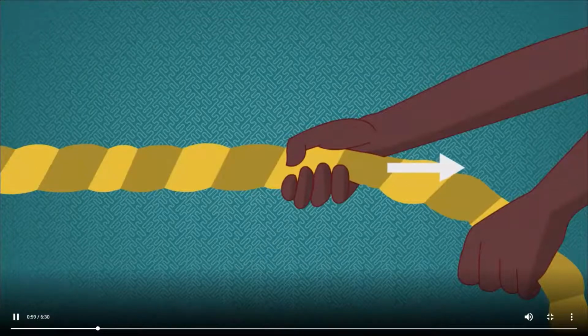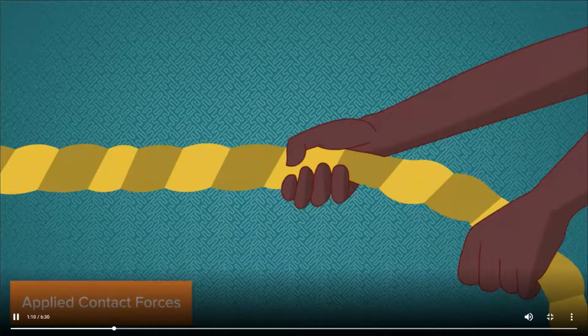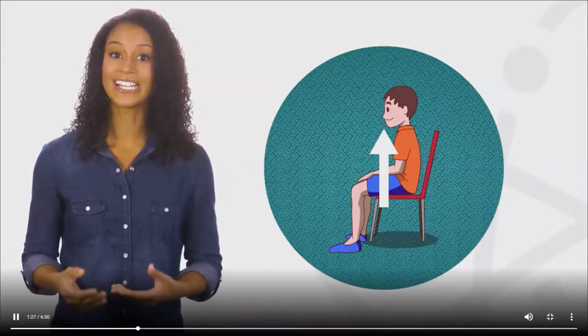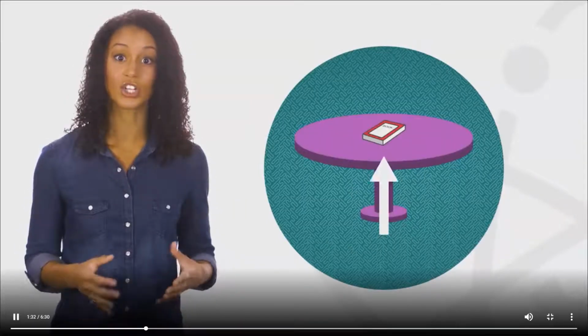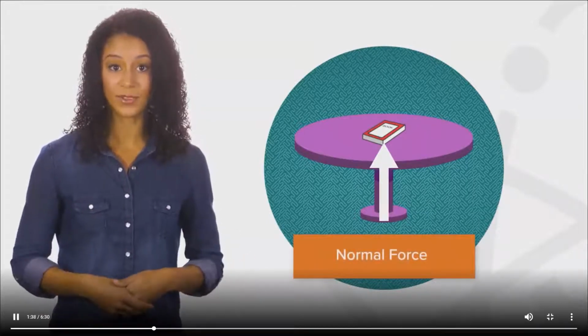Examples of a contact force are the force that you apply to a rope when you pull on it. We call these applied contact forces because one object applies a force to another object. A force that resists the constant pull of gravity toward the center of the Earth is considered a contact force. When you sit in a chair, the chair exerts an upward force on you to support your weight. Your weight exerts a force on the surface that supports you, while the surface that supports your weight exerts a contact force on you. A contact force that results when an object rests on a surface is called a normal force and always acts perpendicular to the supporting surface.